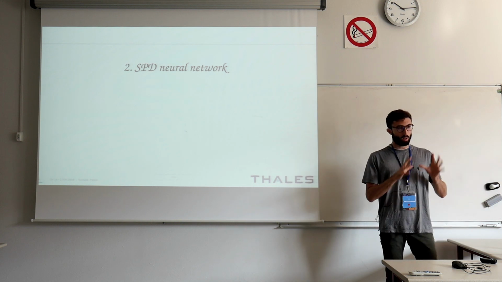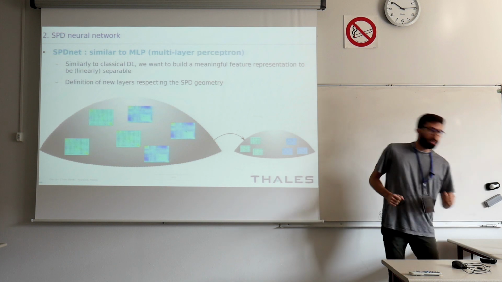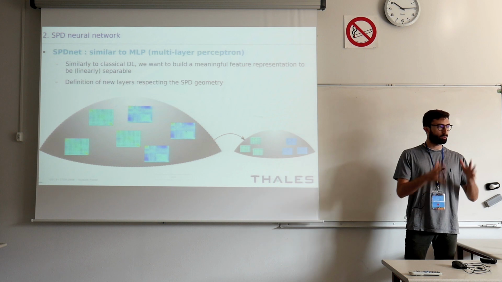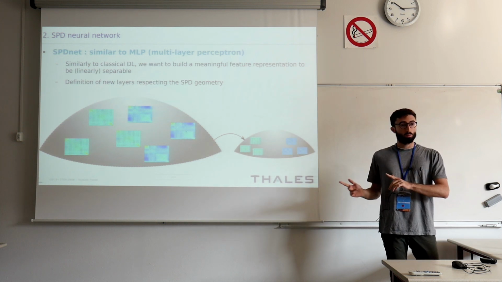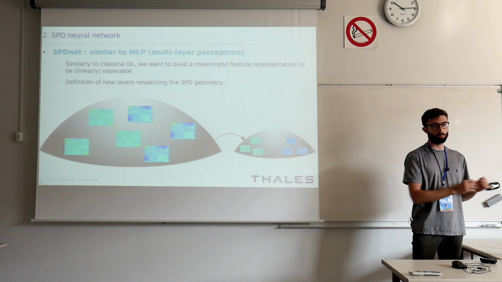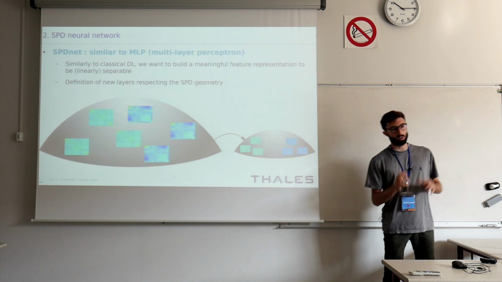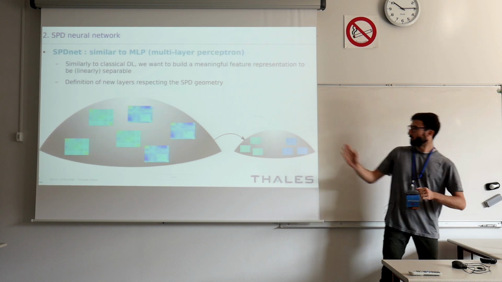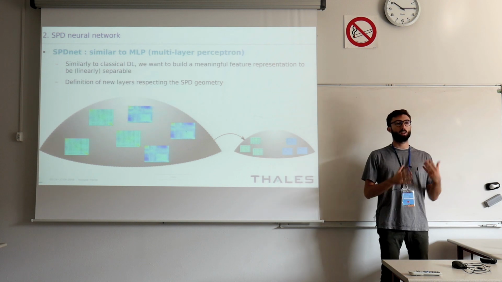So, how does an SPD neural network work? Similarly to a classical multi-layer perceptron, the most basic form of neural network around, the aim of an SPD network is to build, given an input manifold, an output feature manifold, which is more compact, but more critically, more discriminative. So the matrices here are more separable.